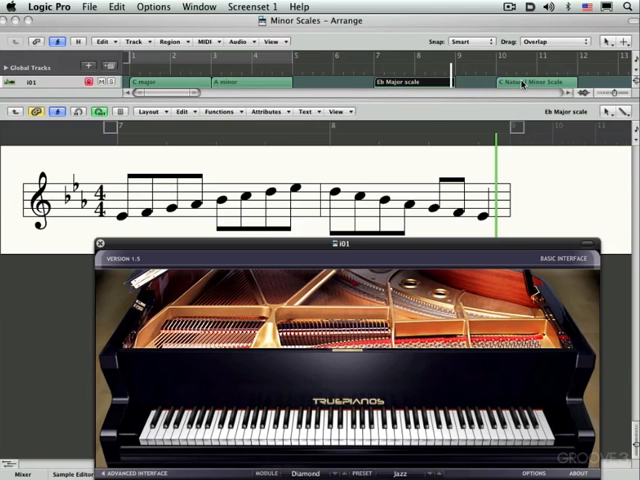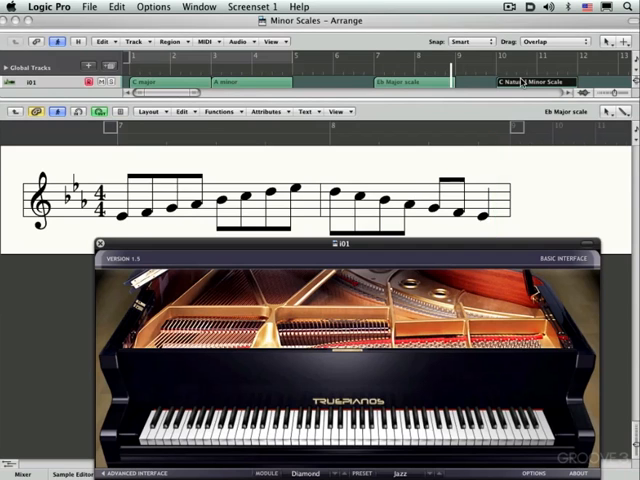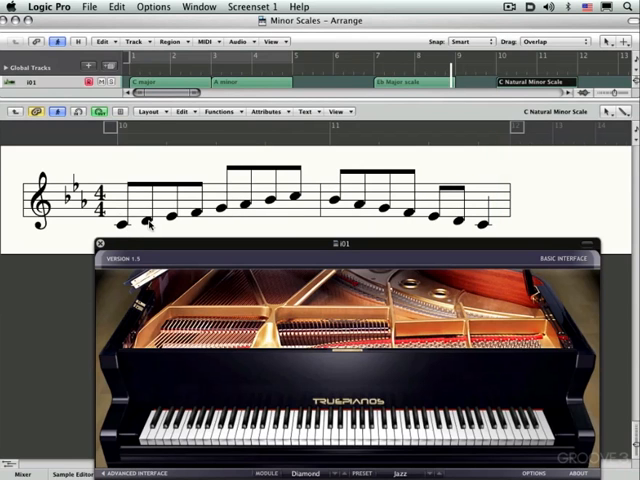So here's the C minor scale, and in this case, to be specific, the C natural minor scale. That's what we're looking at in this video. And here it is, starting on the key of C.